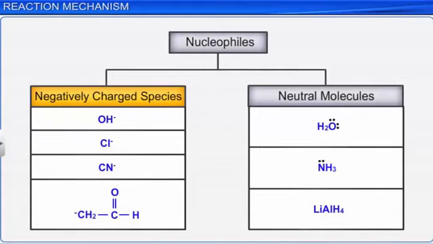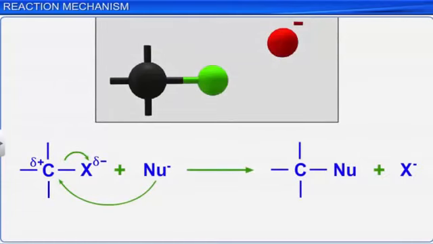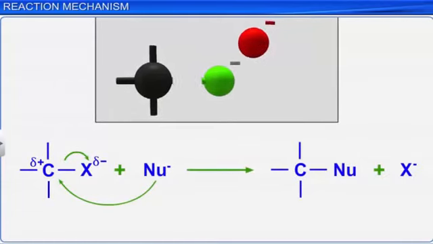Negatively charged species with lone pairs of electrons, such as hydroxide, chloride, cyanide ions and carbanions, and molecules such as water, ammonia and lithium aluminium hydride are some of the neutral nucleophiles. A reaction initiated by a nucleophile is called a nucleophilic reaction.